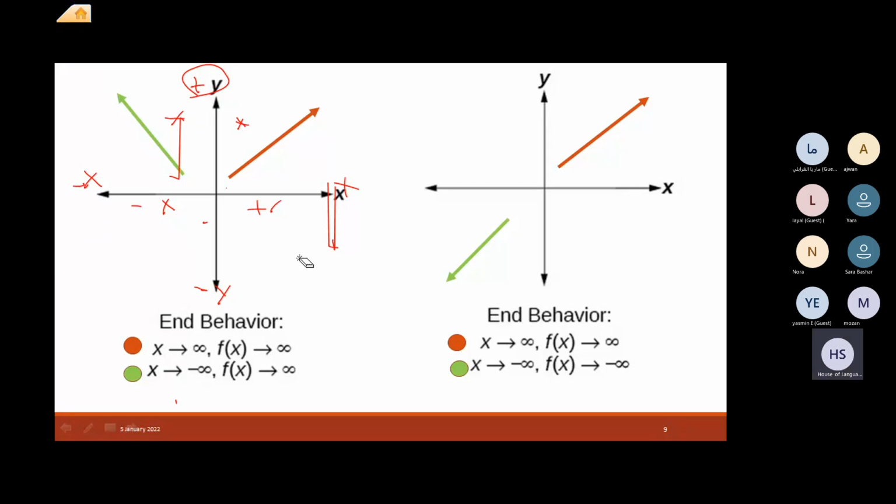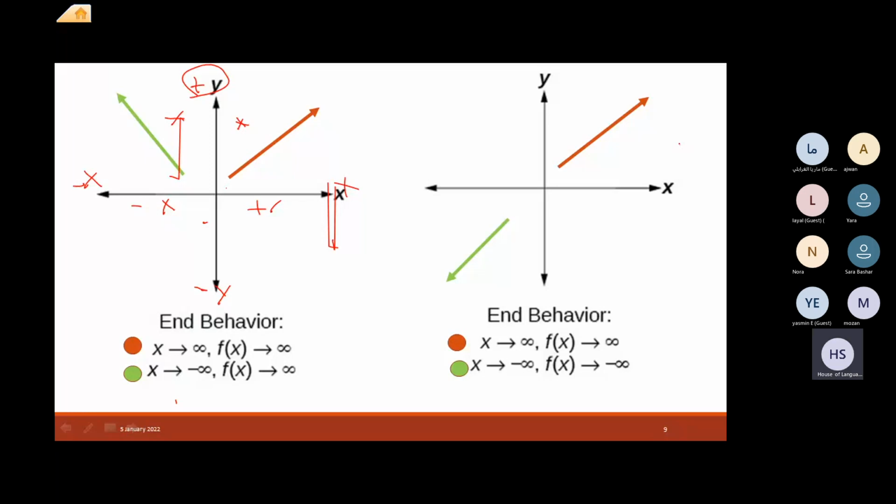Now the second one. Now let's go to the red one here. Where does the red one lie? Is it on the positive x or negative x? Positive x, is it right? So because it's the positive x, you will say as x approaches positive infinity. Now look at the y. Does it lie on the positive y or negative y? Positive y, is it right? So because it approaches the positive y, you will say f of x approaches positive infinity. Clear?